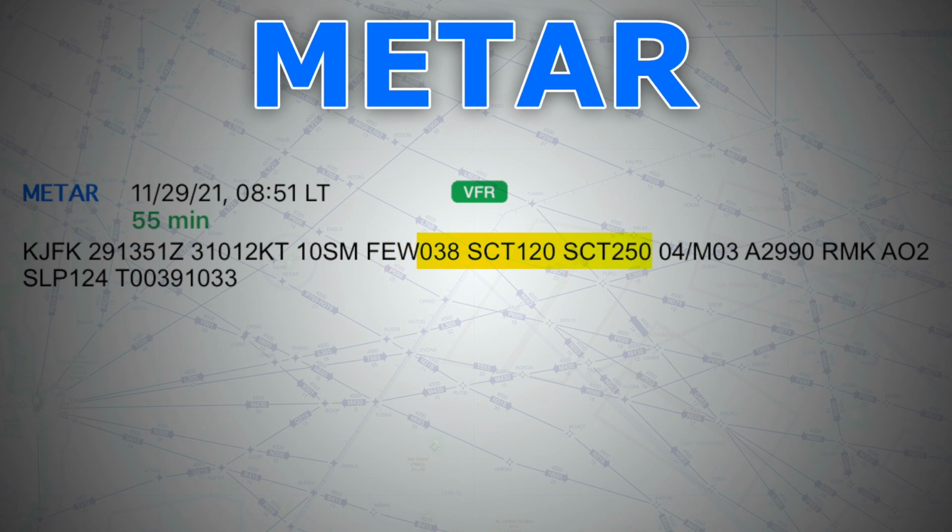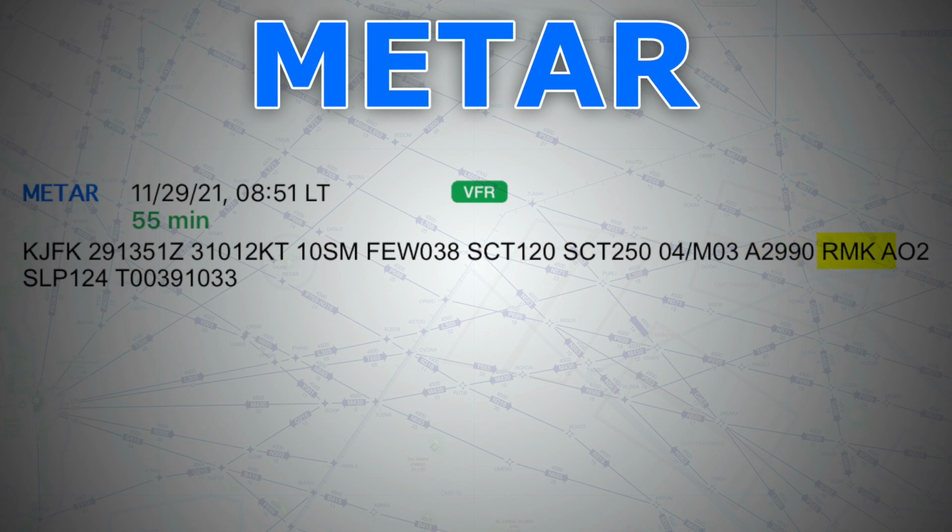Okay, moving on, the temperature and dew point group. Temperature is 4 degrees, dew point, -3. So a negative value, that's what the M stands for. Next is the QNH. In the US, however, they don't use QNH, they use the altimeter setting based on inches of mercury. In this case it is 29.90 inches of mercury.